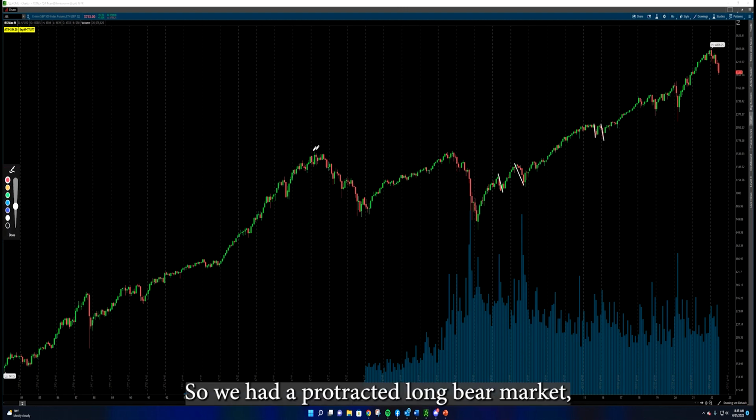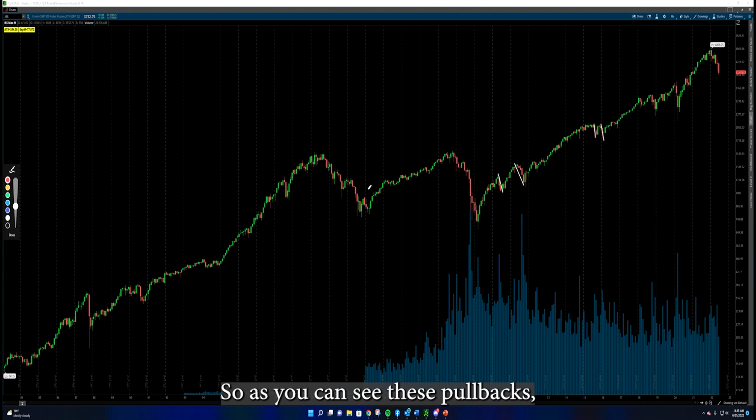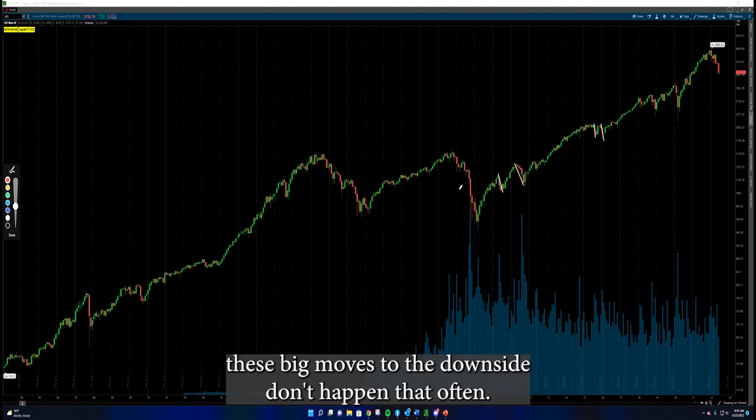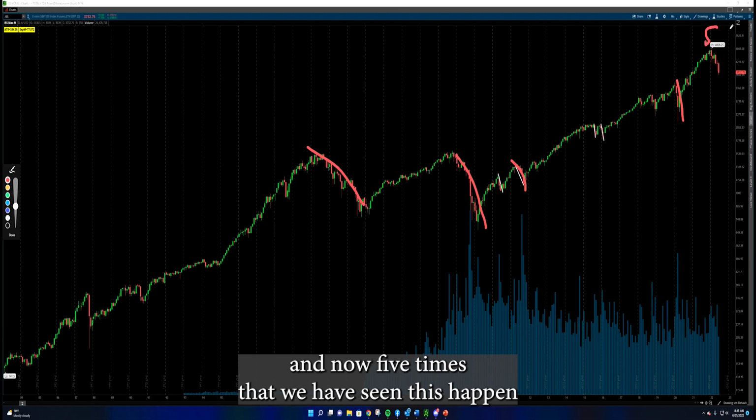So we had a protracted long bear market in 2000, protracted long bear market in 2007. We technically had that 20% here in 2011. We did not reach it here, and we did get that 20% pullback in 2020. So as you can see, these pullbacks, these big moves to the downside, don't happen that often, right? We go back to 2000, we've got 1, 2, 3, 4, and now 5 times that we have seen this happen.